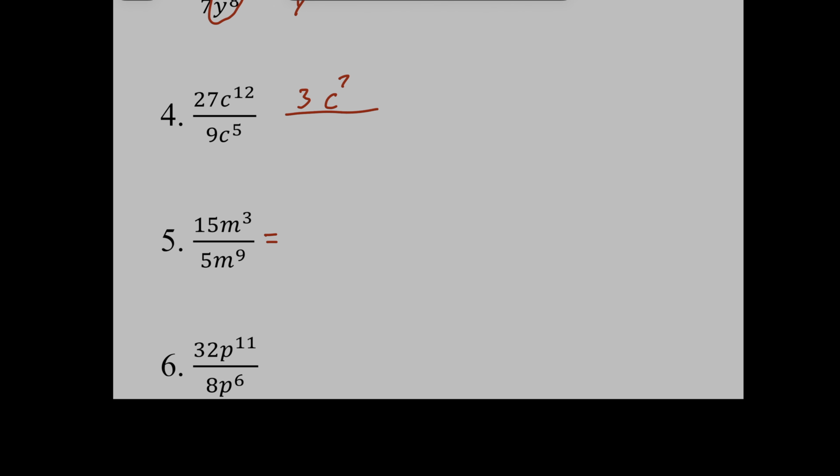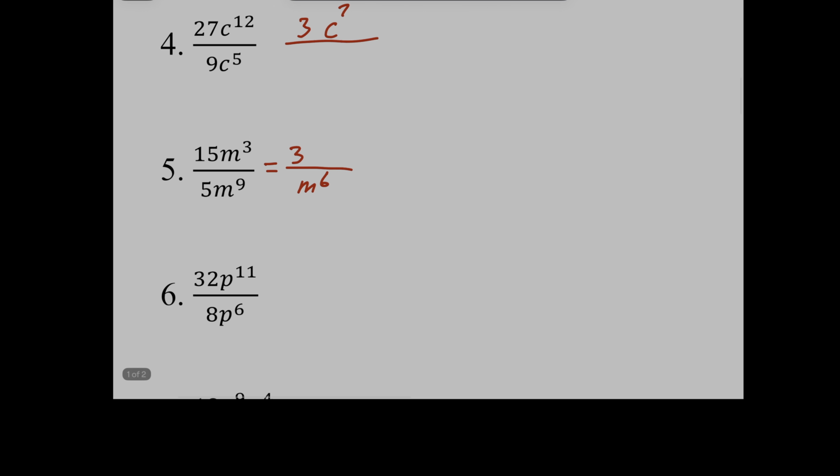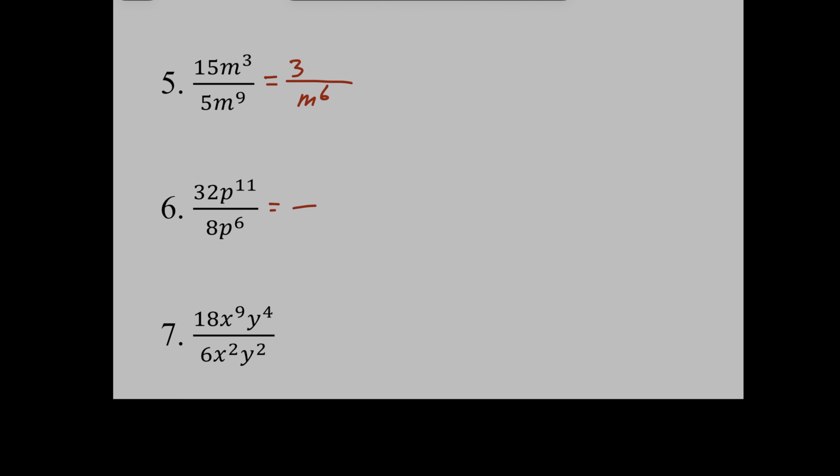Number 5. What is 15 divided by 5? That's 3. 9 on bottom, 3 on top. Subtract them. That's going to leave me with 6 on the bottom. Number 6. I have 32 on top. Well, that's not how I think about that. With 32 divided by 8, it's just a 4, right? Now I have 11 P's on top, 6 on the bottom. That leaves me with 5 P's on top.